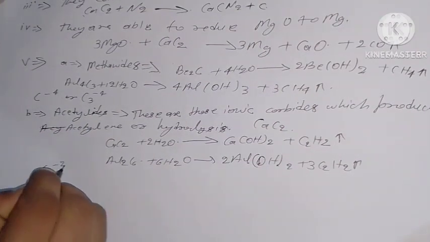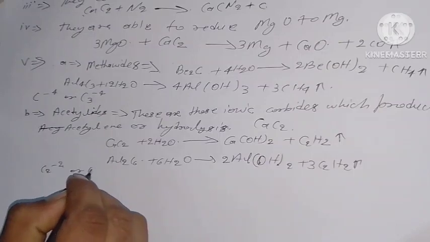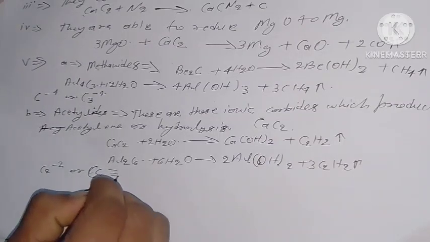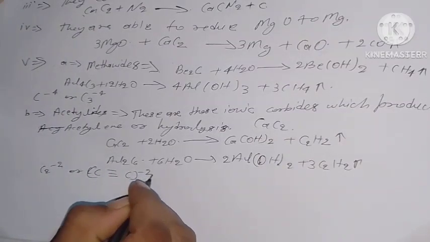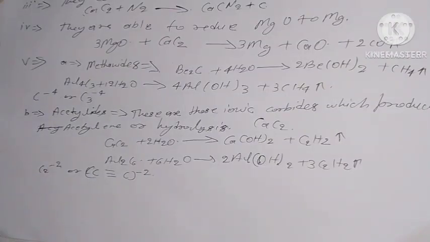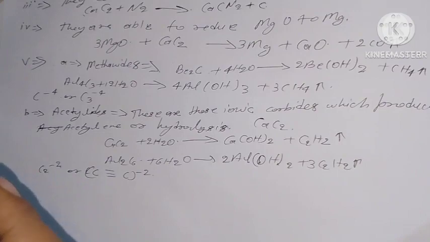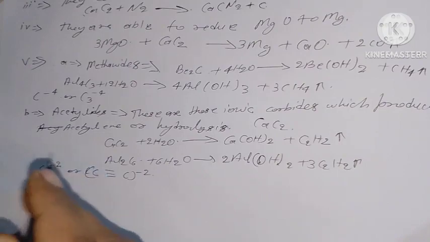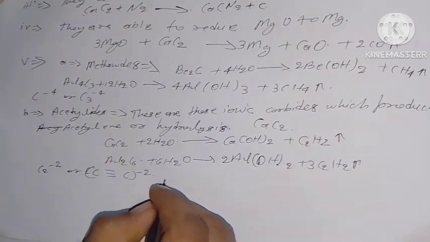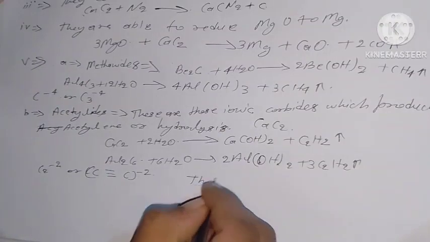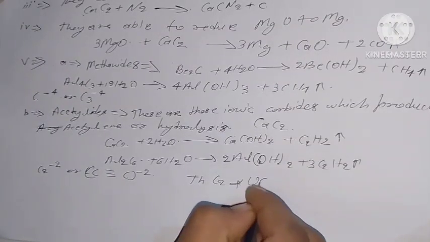These carbides contain C2 2-, that is carbon triple bond carbon, ions or groups. Acetylides are also formed by thorium and uranium, for example ThC2 and UC2.